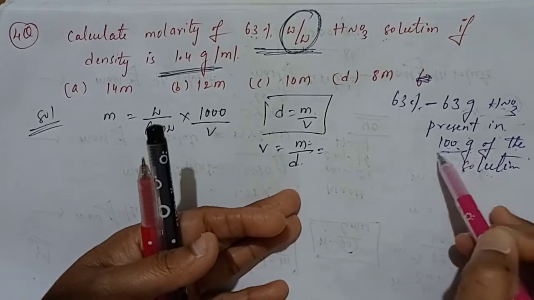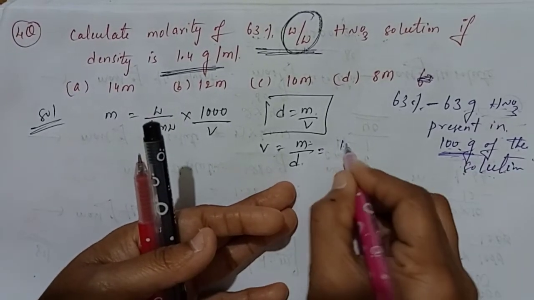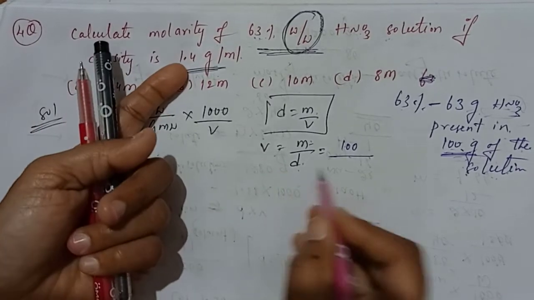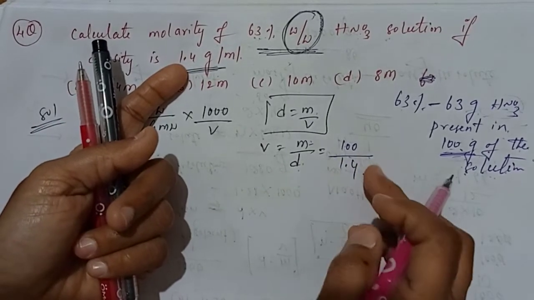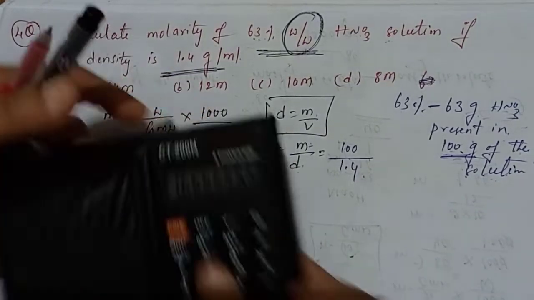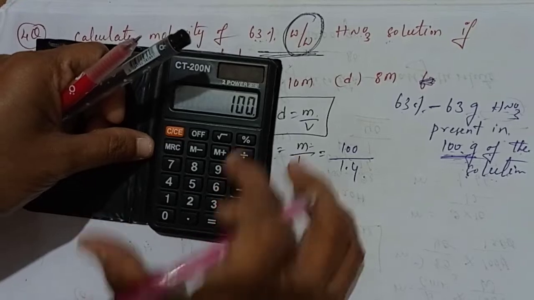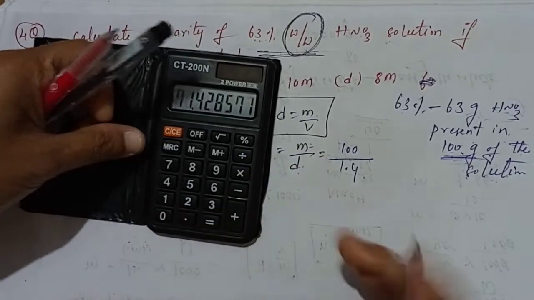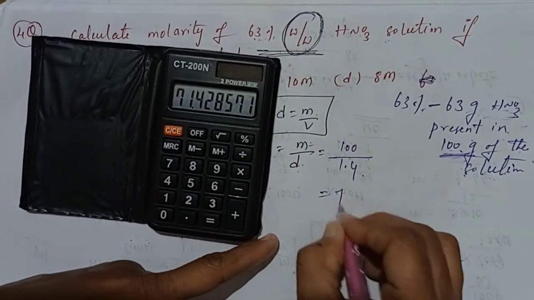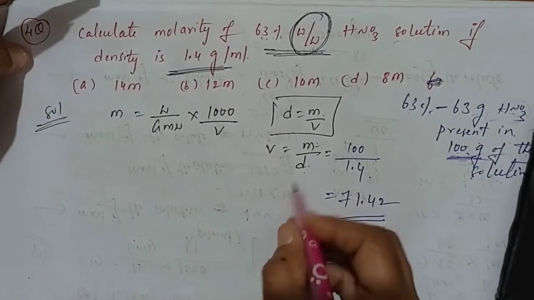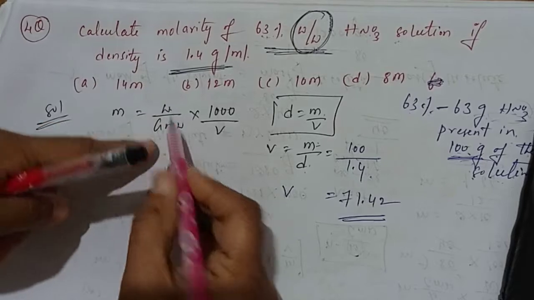So solution mass, how much is given? 100 grams given. So mass of the solution divided by density. Density of the solution, how much, students? 1.4 given. So 100 by 1.4, how much? 100 divided by 1.4, so how much, students? 71.42. So this is the volume of the solution.